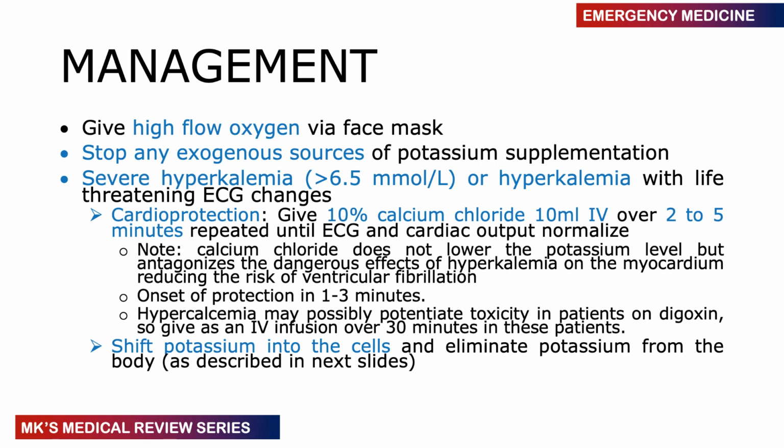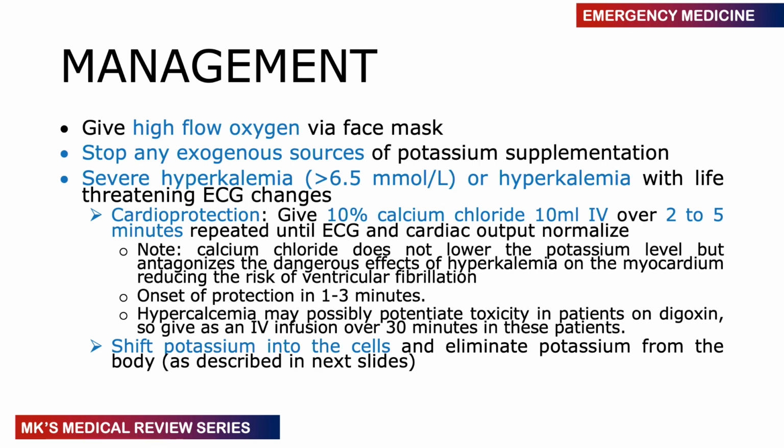So how do we manage patients with hyperkalemia? You want to give them high flow oxygen via face mask. You want to stop any exogenous sources of potassium if they're taking any potassium. And if the patient has severe hyperkalemia with a potassium greater than 6.5 and they have life-threatening ECG changes, the first thing that you must always do is protect the heart. So give them 10% calcium gluconate or calcium chloride. If it's calcium gluconate, you're giving 10 mils. If it's calcium chloride, you're giving 5 mils over 2 to 5 minutes. And then you should repeat until the ECG and the cardiac output actually normalize.